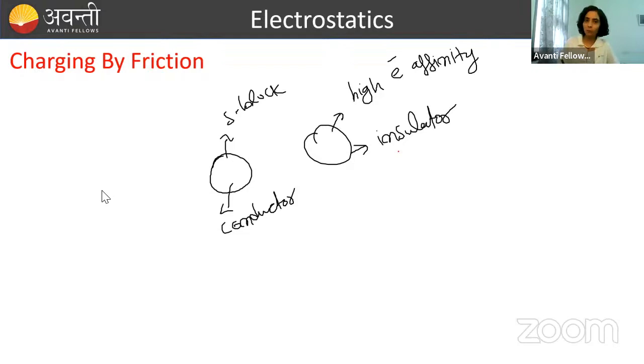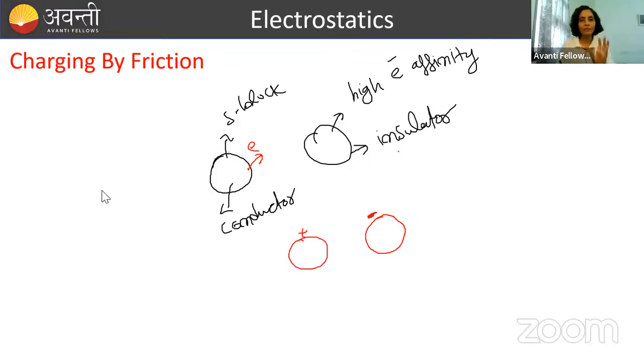So this has a tendency to lose electron very easily, and since this insulator has high electron affinity, what will happen? It will have a tendency to attract electron very easily. Now what are we doing? We are rubbing these two bodies, conductor and insulator. When we rub them together, heat will get generated, and because of that energy, this conductor will lose its electron. And since it is in contact with the insulator, which has high electron affinity, it will easily catch that electron. So during that rubbing process, this insulator will get negatively charged and this conductor will get positively charged.